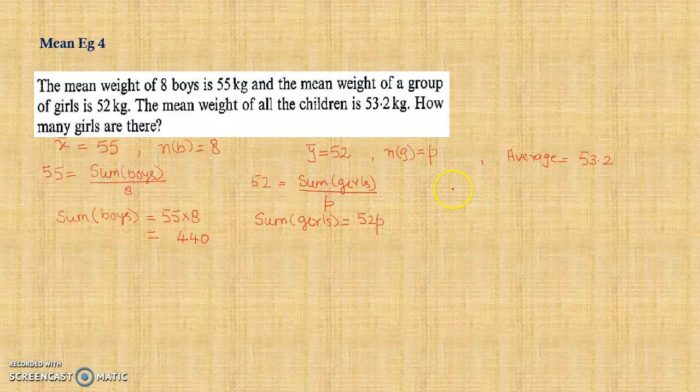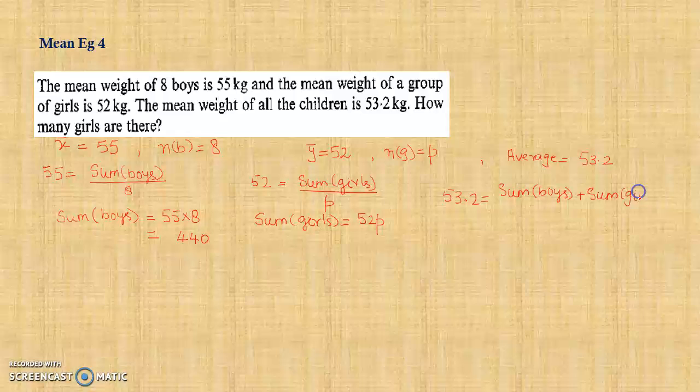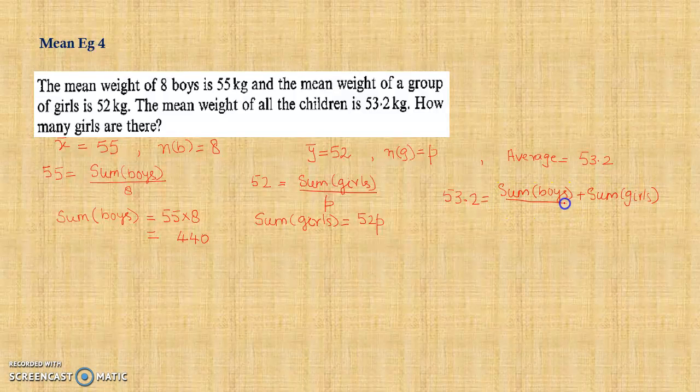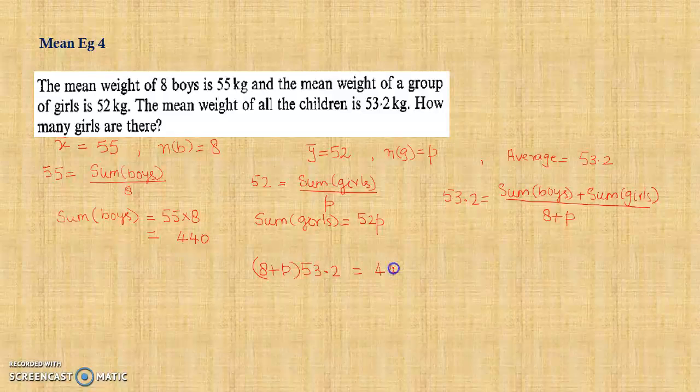From here, I can say 53.2 will actually equal the sum of the weight of the boys plus the sum of the weight of the girls divided by 8 plus P. Let me cross multiply and substitute values. So that brings me to (8 plus P) multiplied by 53.2 will equal 440 plus 52P.